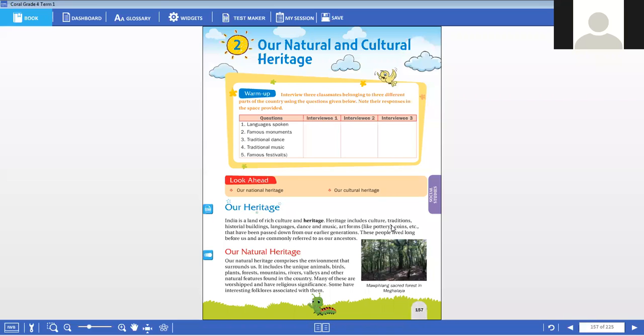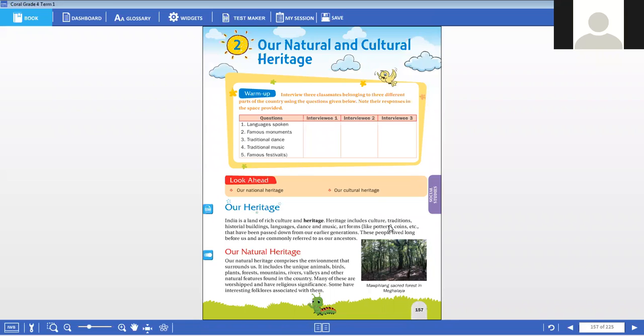Referred. Ancestors. Environment. Unique. Mountains. Valley. Features.